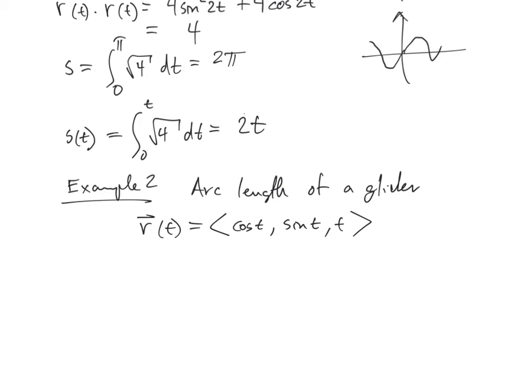So again, it always helps if you can visualize the curve that you're dealing with, given its position vector. Okay, we want to find this as t goes from 0 to 2 pi.